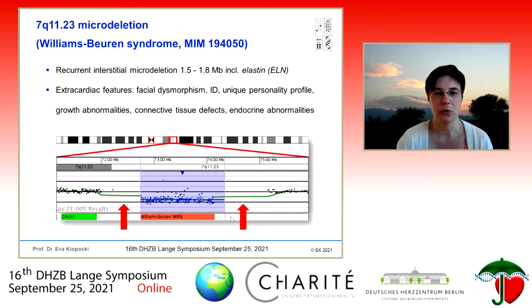Why did I put those two red arrows here in the profile? There you can actually see those low copy repeats that mediate this microdeletion, and these low copy repeats are flanking the aberration. So I just wanted to show this, and this is what we consider typical for genomic disorders.